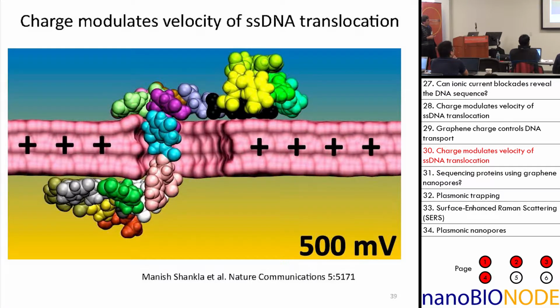And now we want to catch it before it escapes, so we will turn the charge of the graphene to a negative value again, switch the polarity of the bias, and we can do it many times. Basically, we have a kind of a way to control the DNA translocations through the pore just by changing the charge of the graphene membrane.